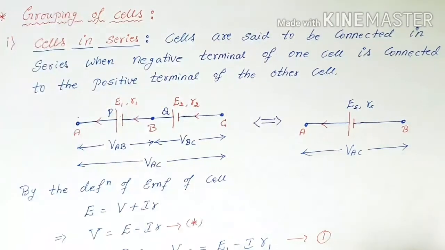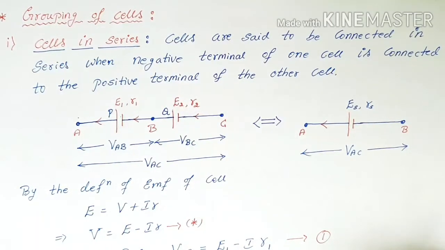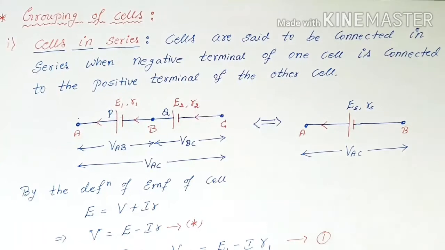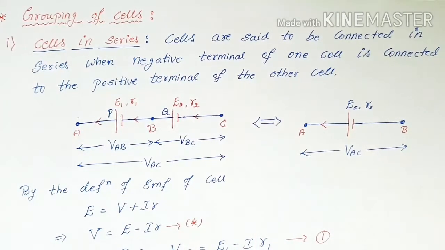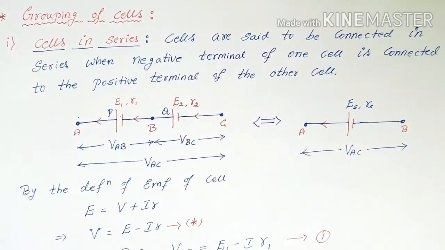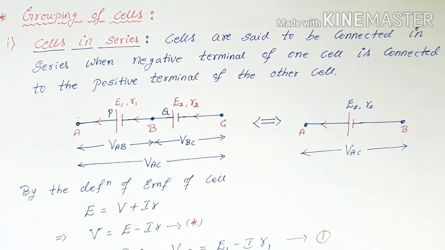Now in the next part we are learning about the grouping of cells. How can we arrange the cells? Okay, so cells can be arranged in two ways. One is in series combination and in parallel combination. As we done for resistance in series and resistance in parallel, the same way we can arrange the cells in series and cells in parallel.